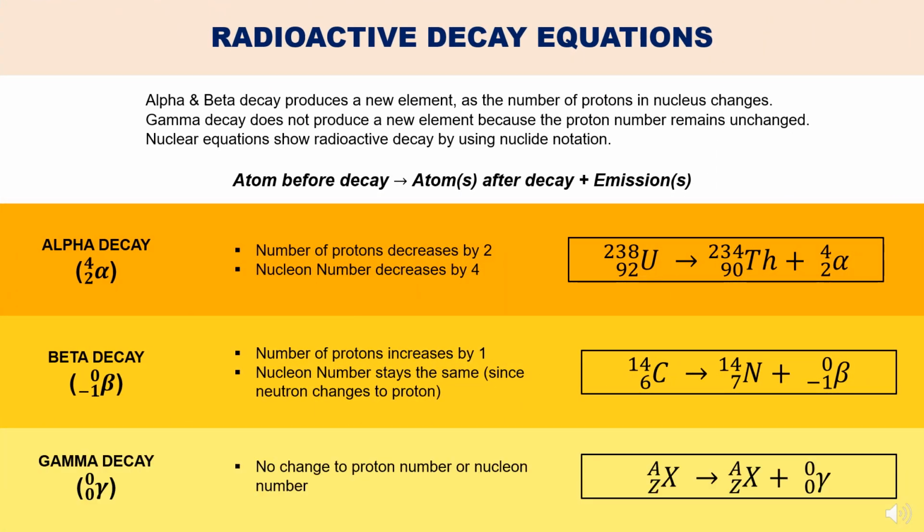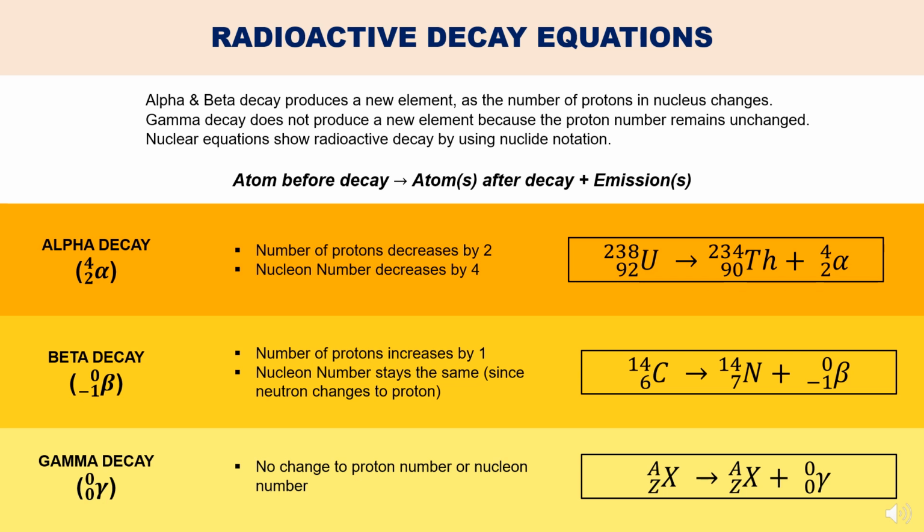In gamma decay, there is no change to the proton number or the nucleon number, so the element stays exactly the same, and it gives out a gamma ray, which is denoted by the symbol gamma and then 0 on top and 0 at the bottom, which is its nuclide notation. It's 0 because it is not changing the proton nor the nucleon number.